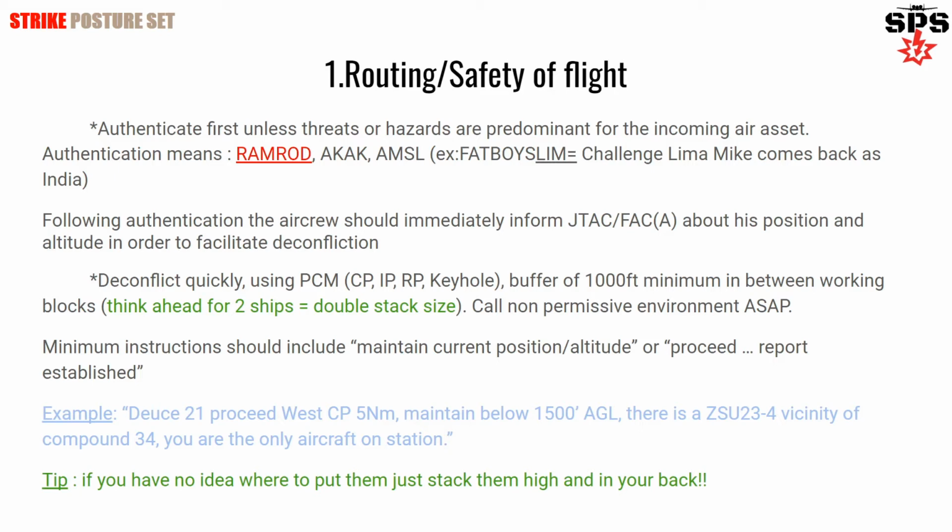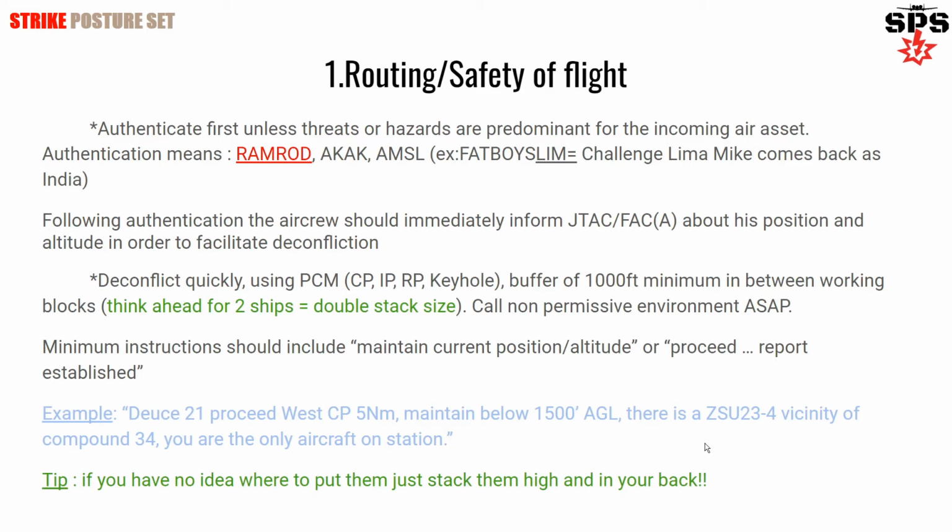So an example here of routing: Deuce 21, proceed west, contact point 5 nautical miles, maintain below 1500 feet AGL. There is a ZSU 23-4 in the vicinity of compound 34, and you are the aircraft on station.